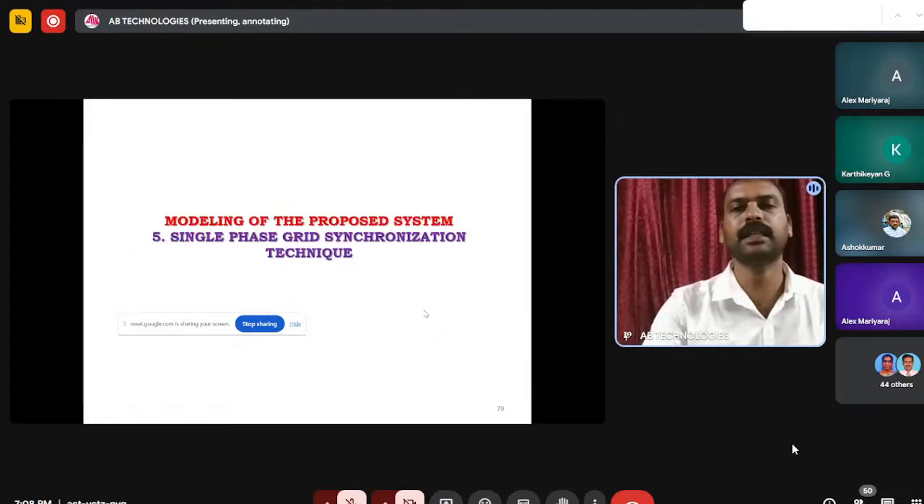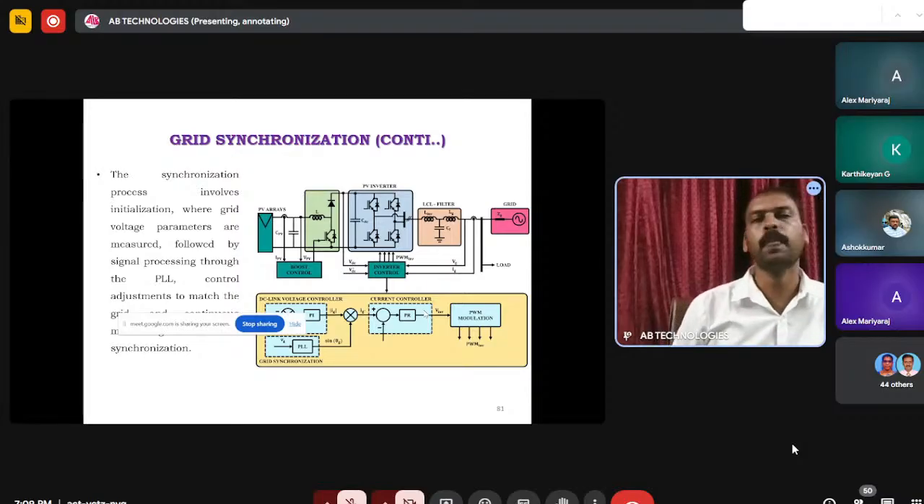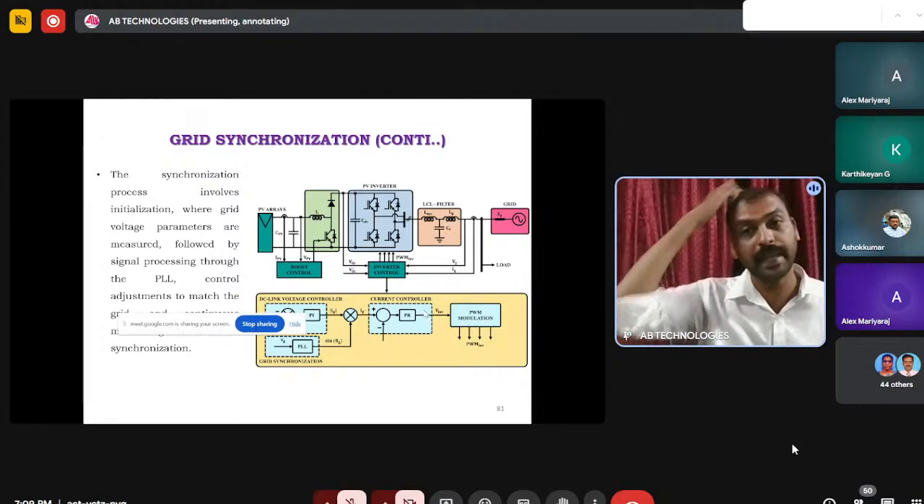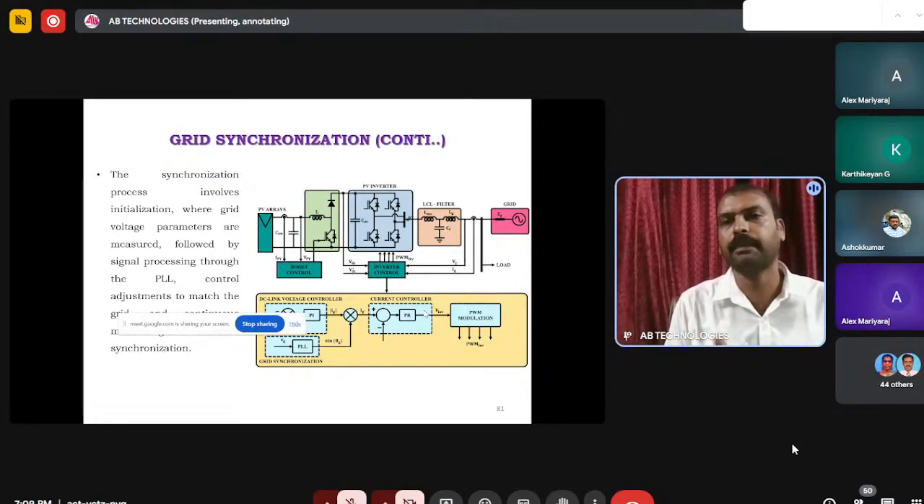So next one is grid synchronization. What is the need for grid synchronization? For the inverter, we are providing either 300 volt or 400 volt DC link voltage. If you convert this DC link voltage with one particular modulation index, you will get exactly 230 volts. But the problem with the grid is that it's not possible to get exactly 230 volts in the grid. So here a parallel connection is there, that means we are connecting the inverter output in parallel with the grid output.